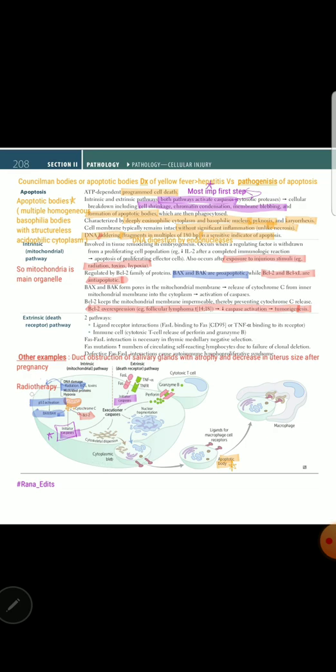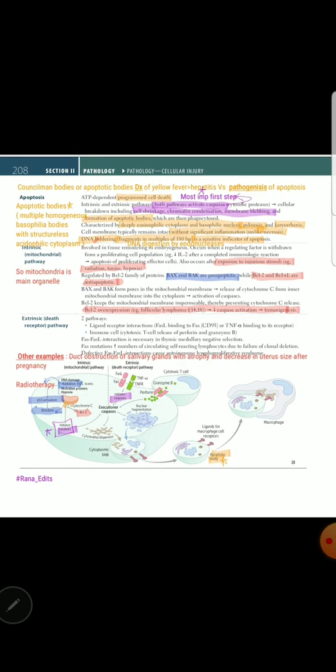And the other is radiotherapy, that is for cancer radiotherapy. So this is apoptosis. Most of the things are covered here.